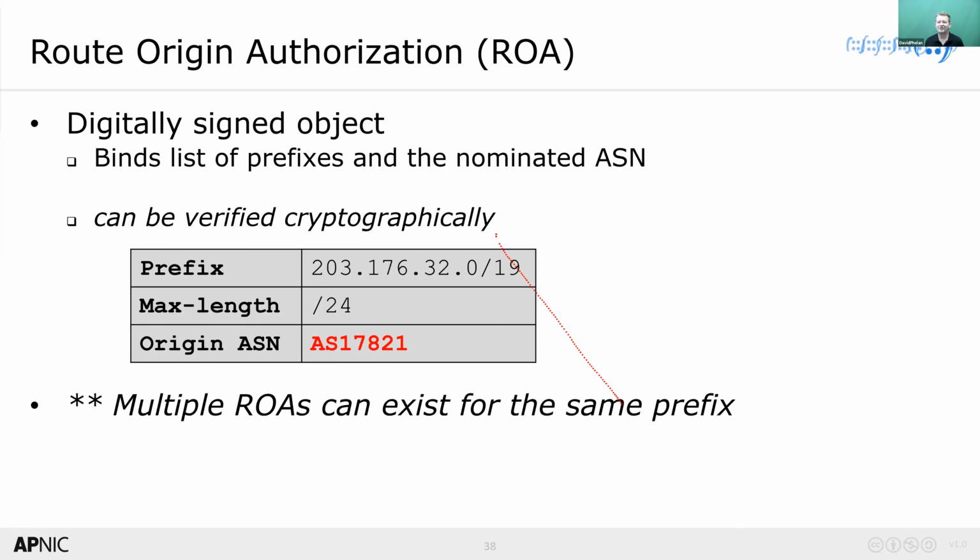So a ROA is a digitally signed object. It's going to bind those prefix lists and the nominated ASN, and we can verify it cryptographically. So we're using those signatures, those certificates, to verify that. And you can have multiple ROAs for the same prefix. So if you have got some weird setup where you've got a third party originating your prefixes and you're originating them, that's fine. You can have both.